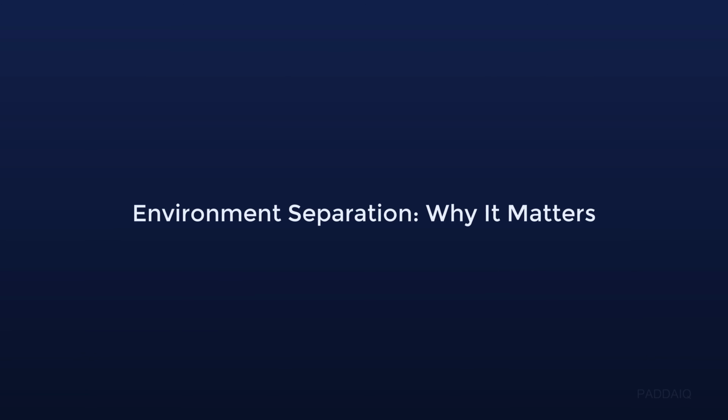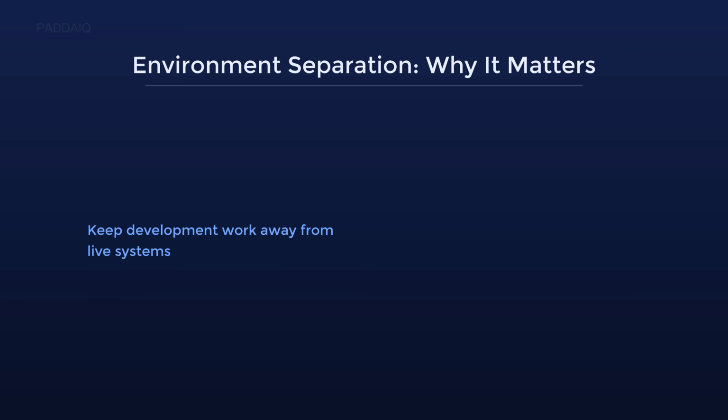Environment separation: why it matters for enterprise success. Keep development work away from live systems. This means you should test and build new features in a separate environment, not where your actual business runs. For example, a developer creates a new sales report in a test system first, not in the one processing real orders. This prevents disruptions and protects your daily operations from errors.